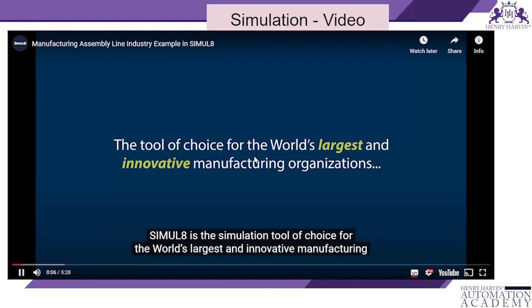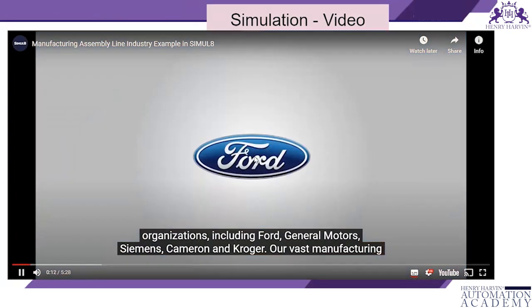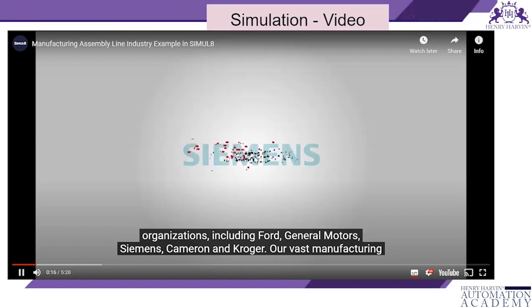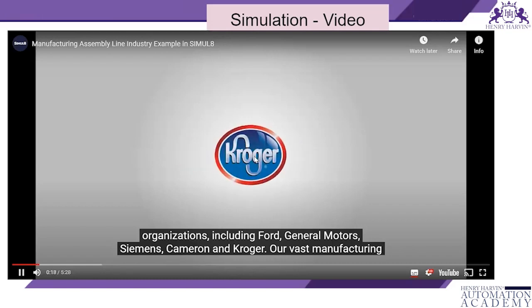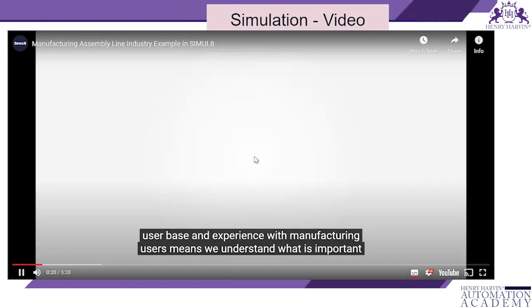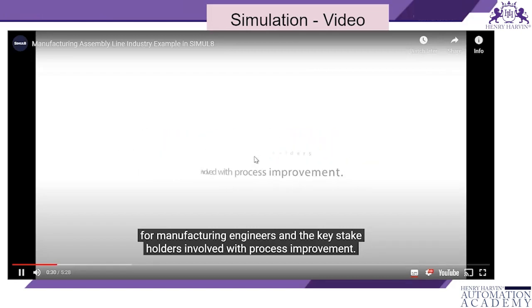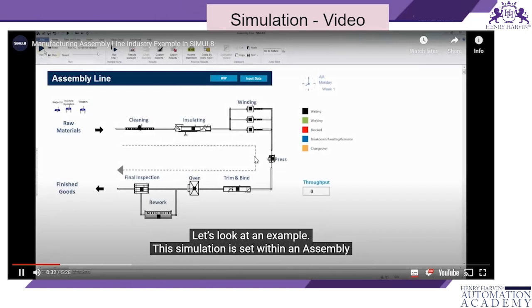Simulate is the simulation tool of choice for the world's largest and most innovative manufacturing organizations, including Ford, General Motors, Siemens, Cameron, and Kroger. Our vast manufacturing user base and experience with manufacturing users means we understand what is important for manufacturing engineers and the key stakeholders involved with process improvement. Let's look at an example.